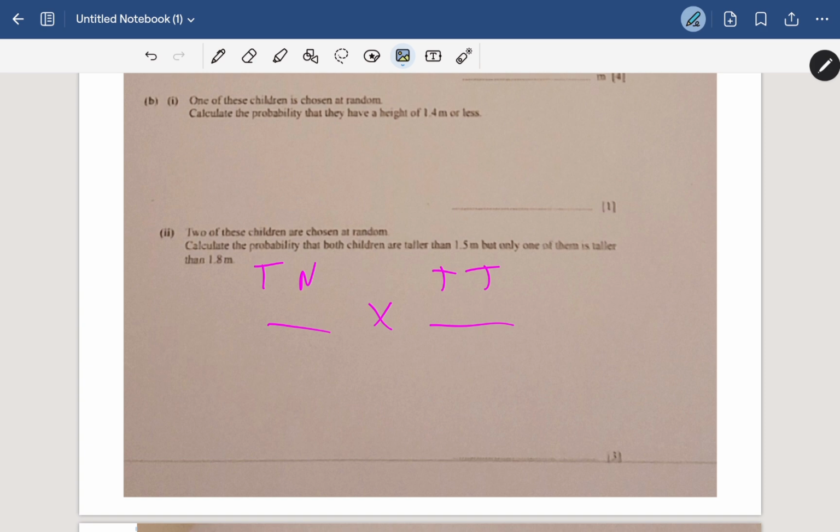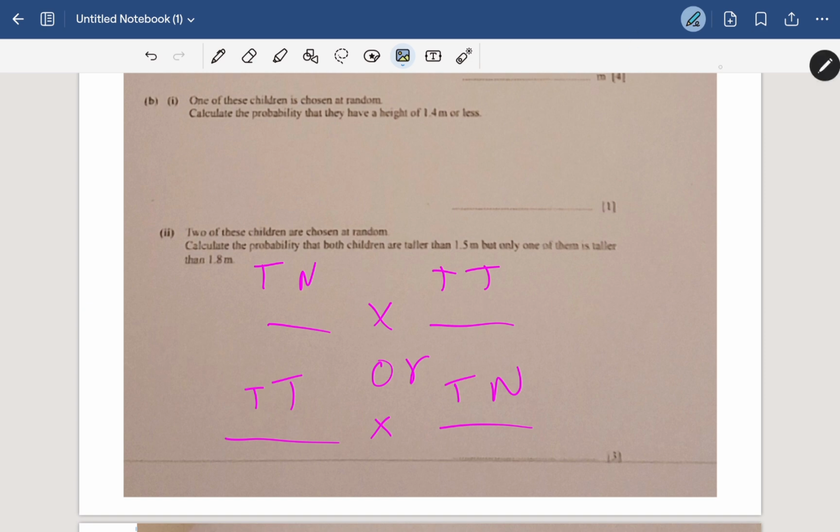And the second child can be taller than 1.5 and taller than 1.8. Or the first child can be taller than 1.5 and taller than 1.8 and the second taller than 1.5 but not taller than 1.8. Okay? So you're gonna write out all your possibilities. Either he is taller and not taller. Okay, he's either taller, not taller, and taller, or taller, and taller, not taller.